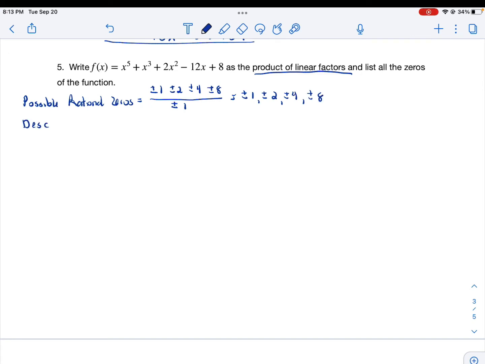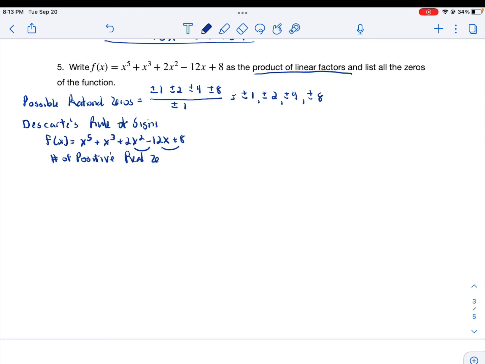Then I'm going to look at Descartes' rule of signs to see if I can eliminate all the negatives or the positives, or figure out which is my best bet to choose first. So checking for positive real zeros, I'm going to look at the original equation and see how many times we switch signs. We only switch signs twice. So the number of positive real zeros this polynomial could have is either 2 or 0. The reason it could be 0 is that instead of 2, we could have 2 complex conjugates. That's the reason why we always subtract in pairs of 2.